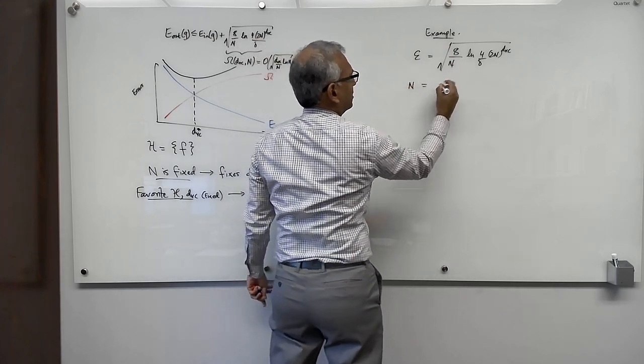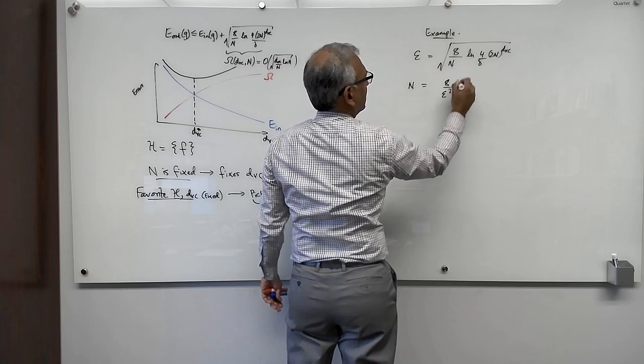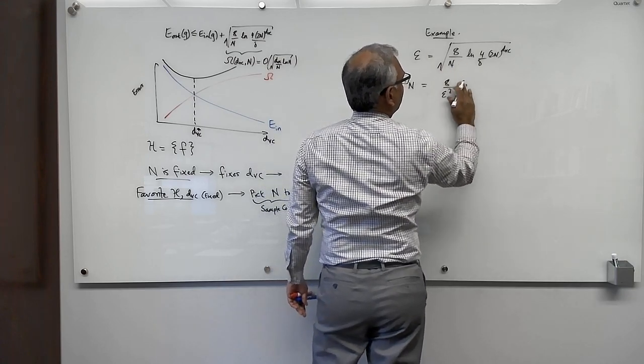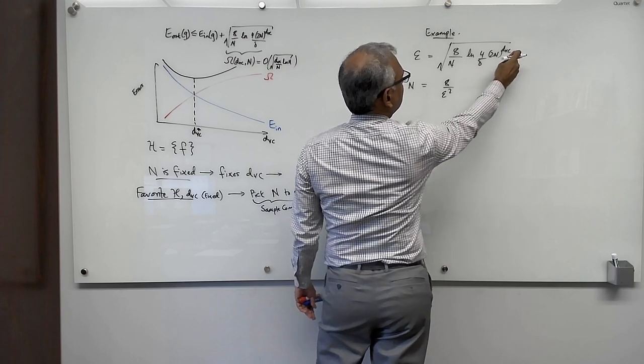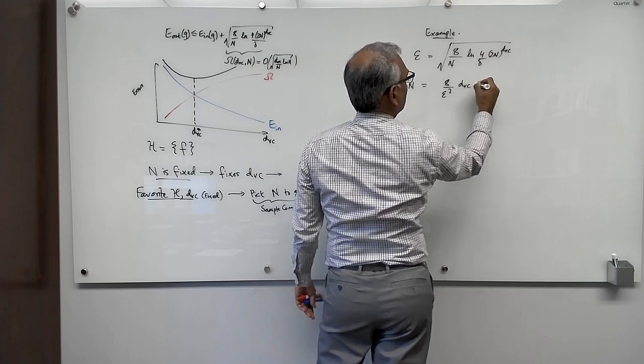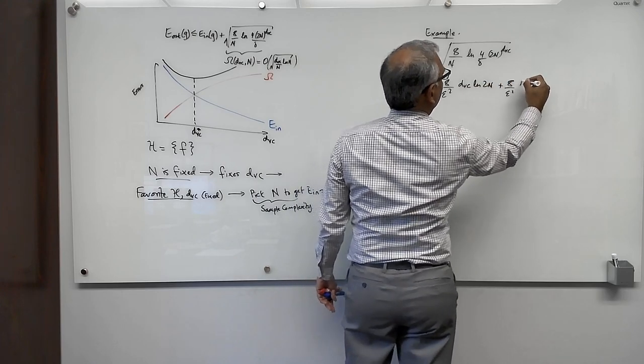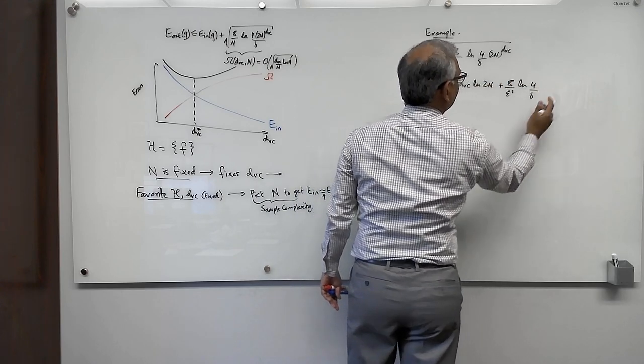So n is equal to 8 over epsilon squared. I squared and pulled n over there. Log times DVC. So log of this thing is DVC log 2n. Okay, and then we have plus 8 over epsilon squared log of 4 over delta.